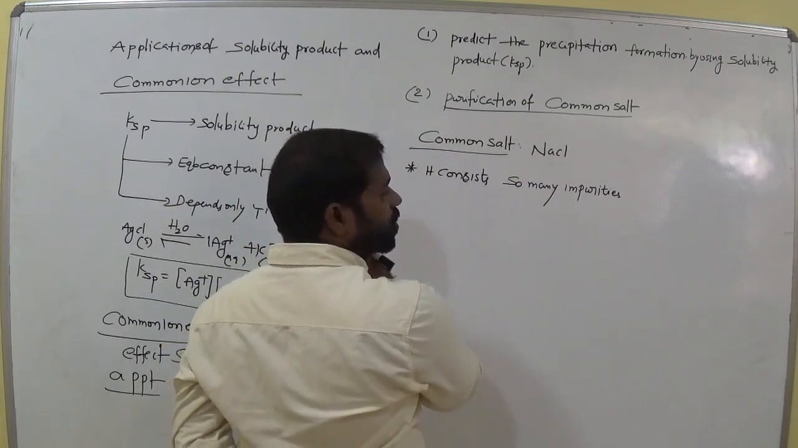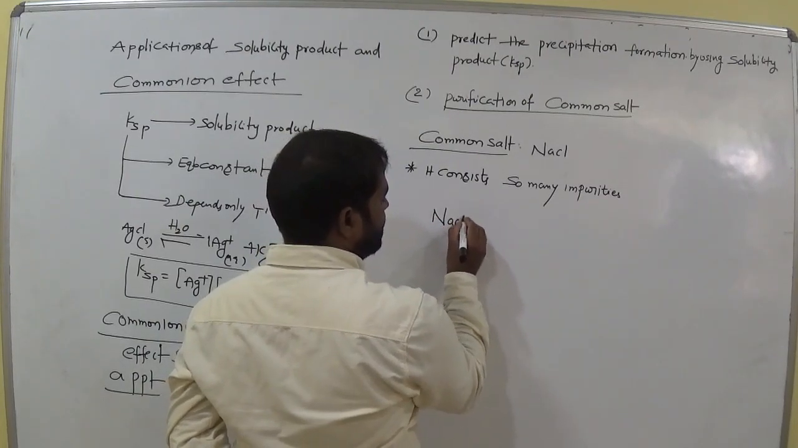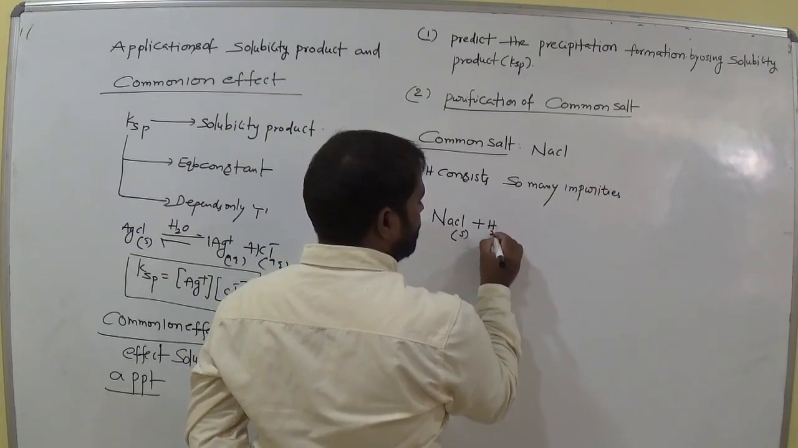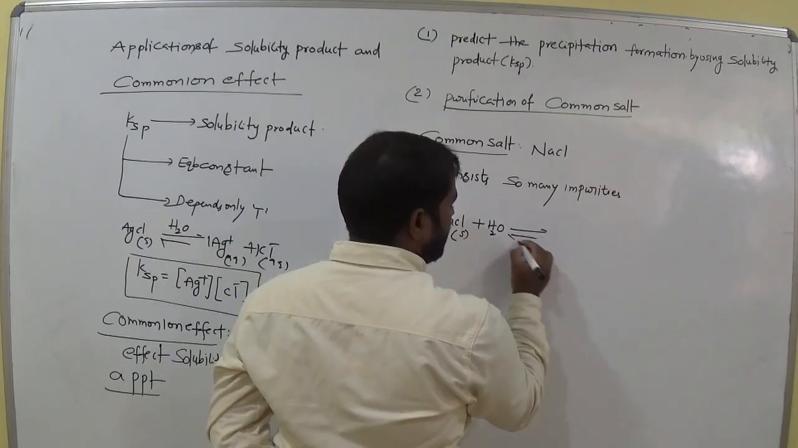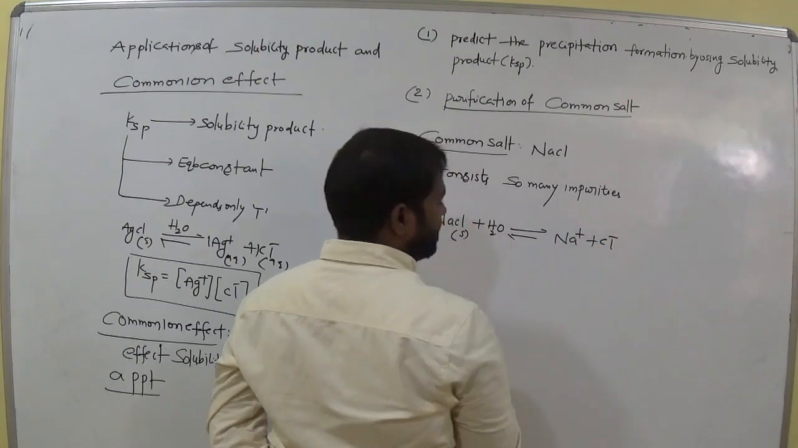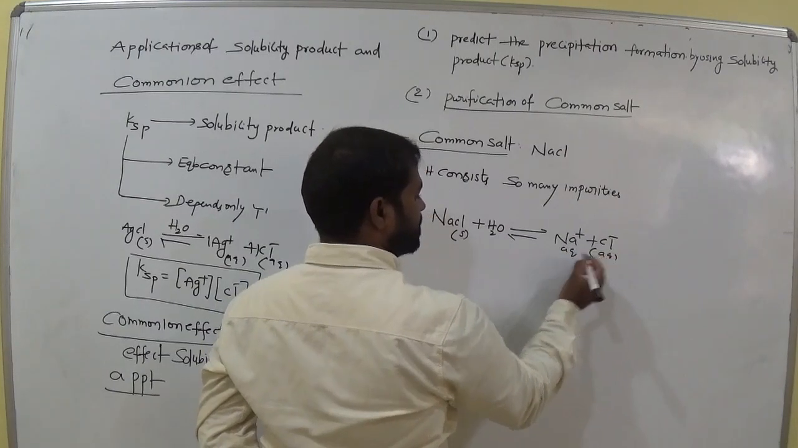Okay. So now how to purify this? Now this is NaCl, am I right? Sodium chloride. When dissolved in water, what happened? It gives Na+ and Cl-, am I right? So aqueous ions, reversible suppose.